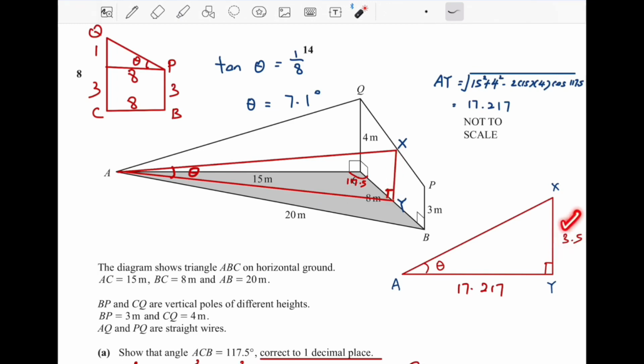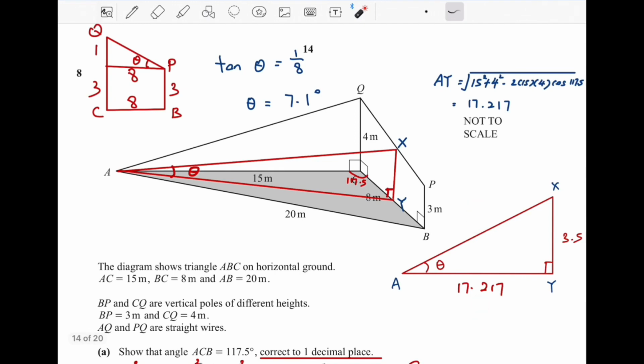Knowing the length of XY wouldn't help you to find the angle here. You need one more length, either this or this. I decided to look for AY. For AY, I do the cosine rule. If you look at this triangle, half of the shaded region from here until here only, and then go back here, that is AY. I know that this is 15, and this is 4, half of 8. I know the angle, so I put in 15 and 4 and the angle. I can tell that AY is 17.217.